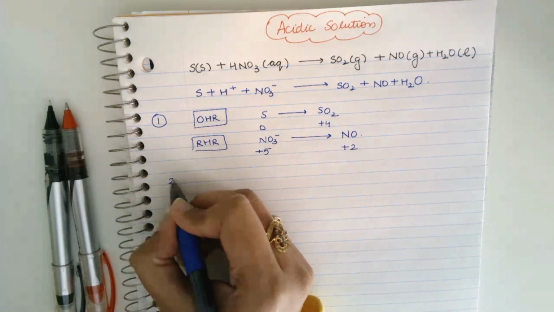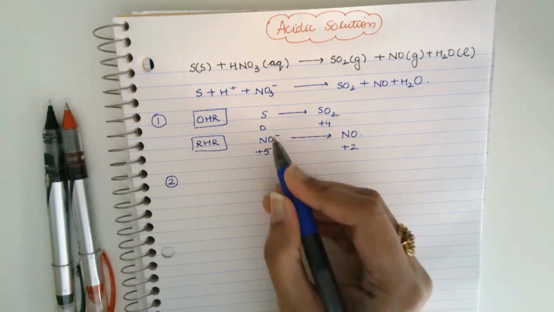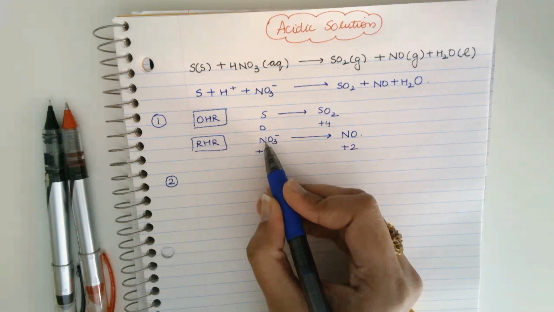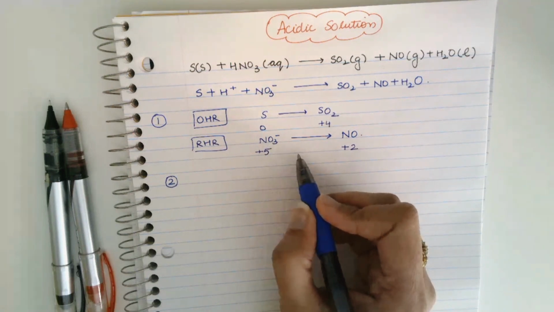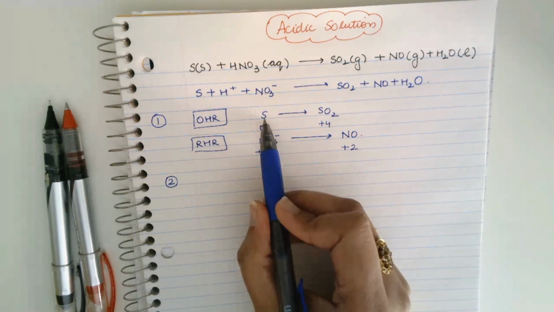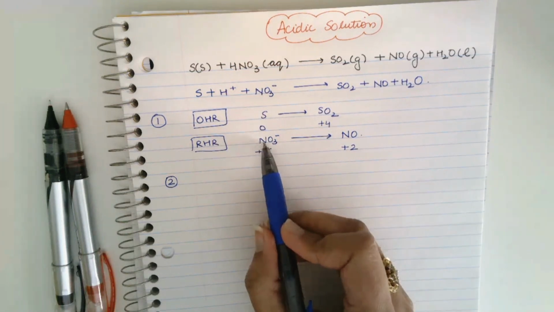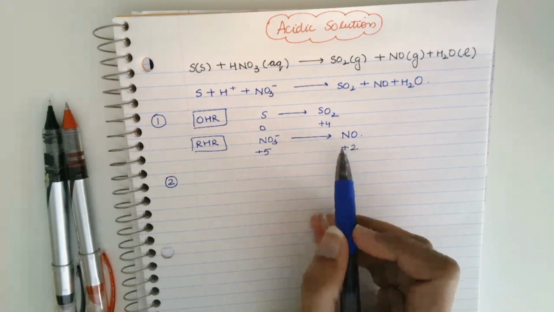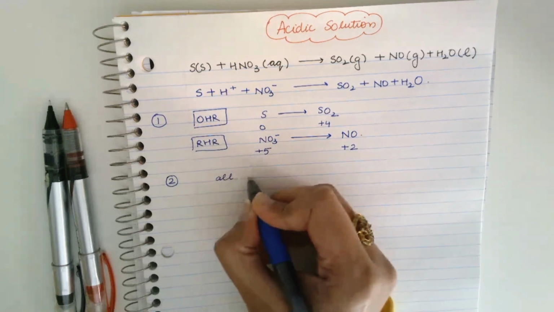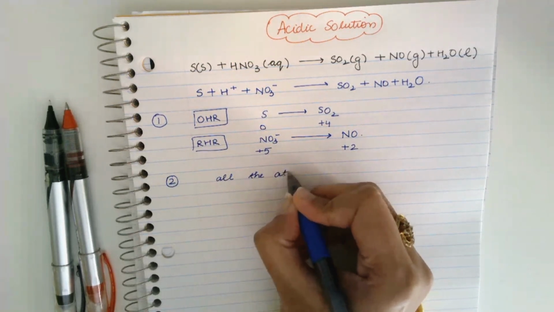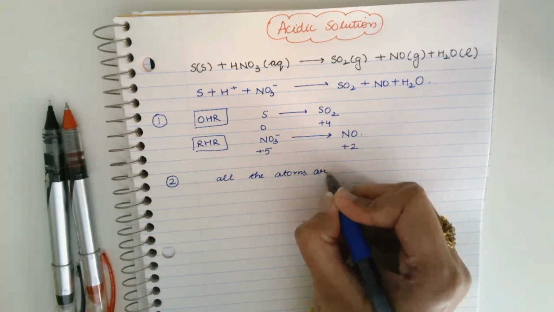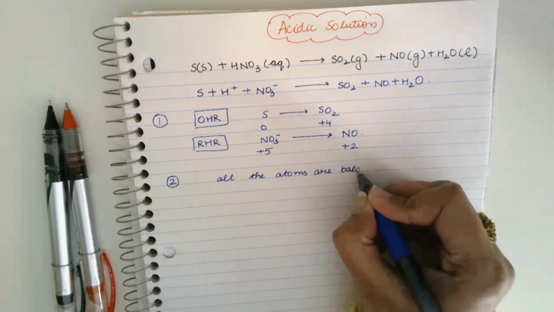In the second step, we are going to balance the sulfur and nitrogen, except oxygens. If you notice in the first one, the sulfur is already balanced, and in the second one, the nitrogen is also already balanced. So we will write that all the atoms are balanced.